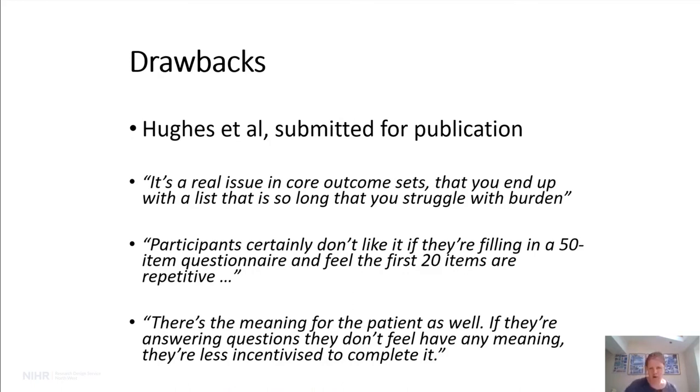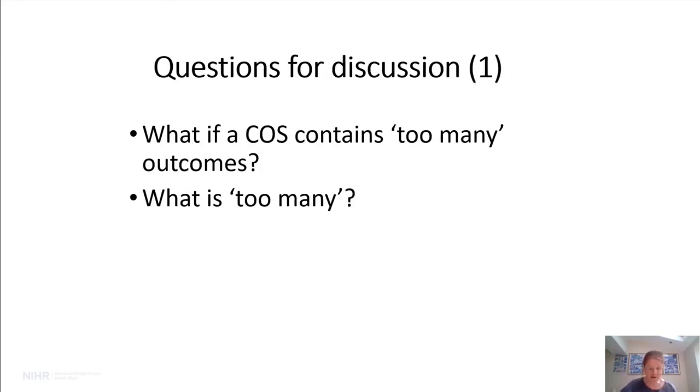In terms of the first one, about, oh, you're going to end up with a really long list. The assumption here is that a trialist has a list, and then the core outcomes are just going to be added on, as if they're not going to be in the list that the trialist was thinking about to start with. And that may be the case, but one of the things I have thrown up here, and we can have a discussion about it, is firstly, what if a core outcome set contains too many outcomes? This is the thing that has been said: it just contains too many outcomes. So the question is, what is too many?